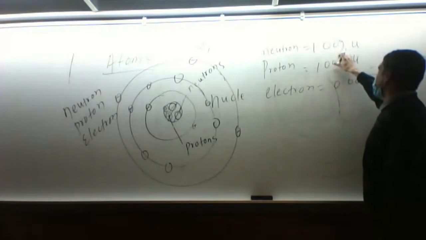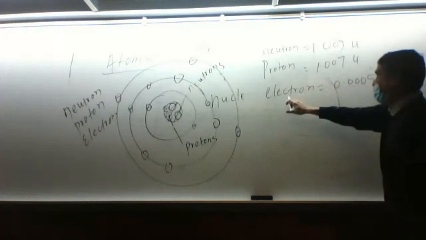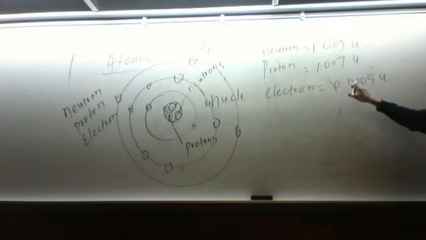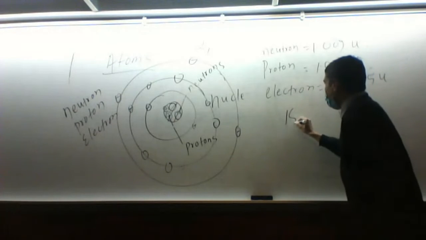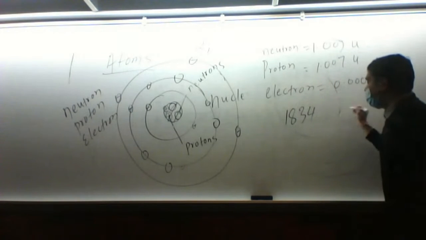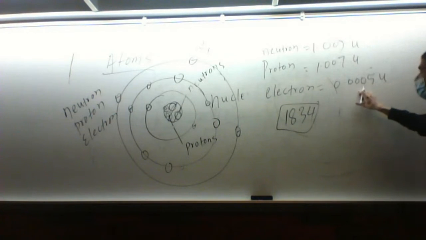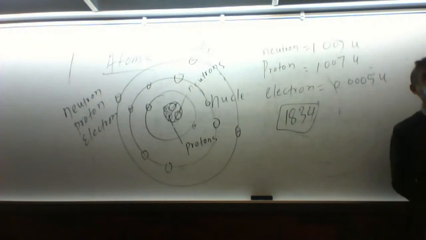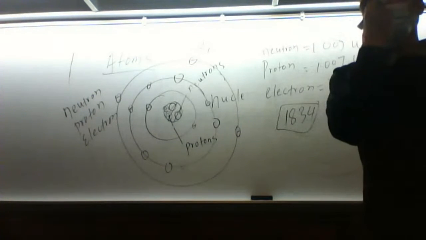How heavy is a neutron? 1.009 atomic mass unit. How heavy is a proton? 1.007 atomic mass unit. How heavy is the electron? It's really small, 0.0005 atomic mass unit. Now, if you divide this number by this number, you will get something like 1834. It's an approximate number, so you may get 1835 or 1840. So a proton or neutron is about 1834 times heavier than an electron.